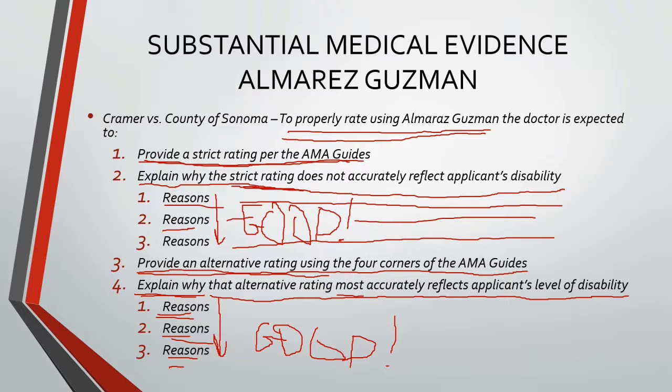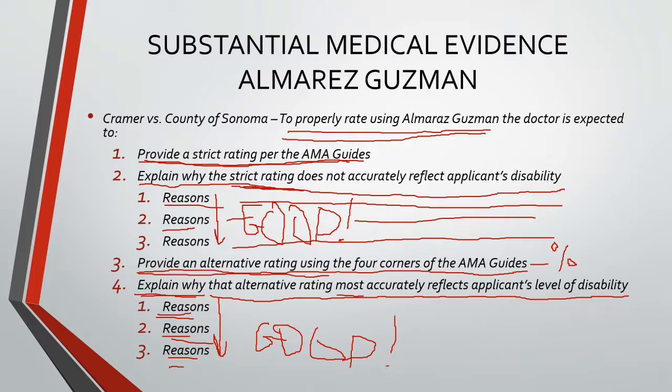Step number three, in my opinion, Mrs. Smith's impairment rating is most accurately described as such and such, such and such, and you go here into the chart, table, or chapter of the AMA guides that more accurately describes the impairment rating and give the final percentage of the rating.